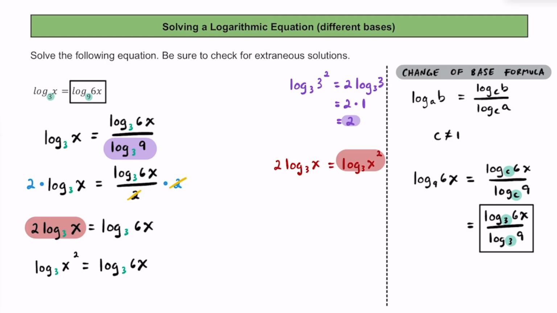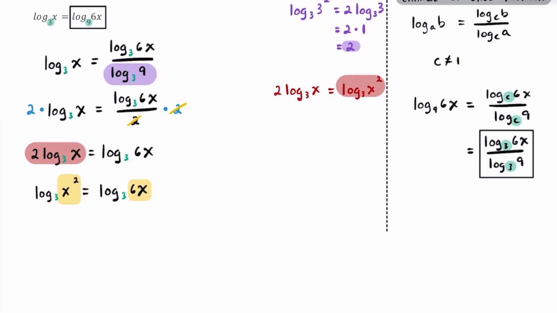Alright, so next, the only way that this equation could be true is if this x squared is equivalent to the 6x. Since these log base 3's over here match each other, we can just drop those. And we can write our more simplified equation here of x squared is equal to 6x. Subtracting 6x from both sides, we can write that x squared minus 6x is equal to 0. And then we can solve by factoring and factor out the GCF of x here and say x multiplied by the quantity of x minus 6 is equal to 0.